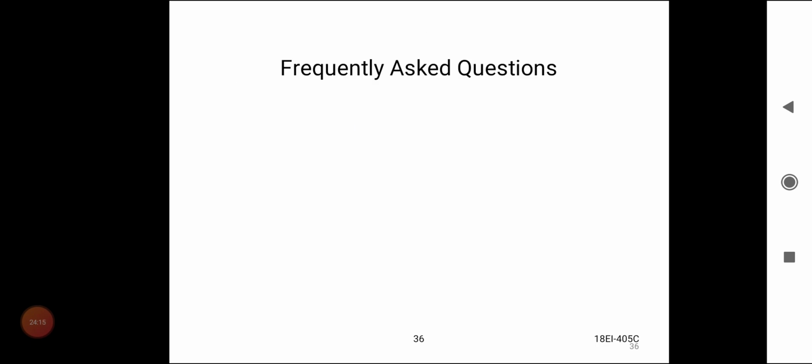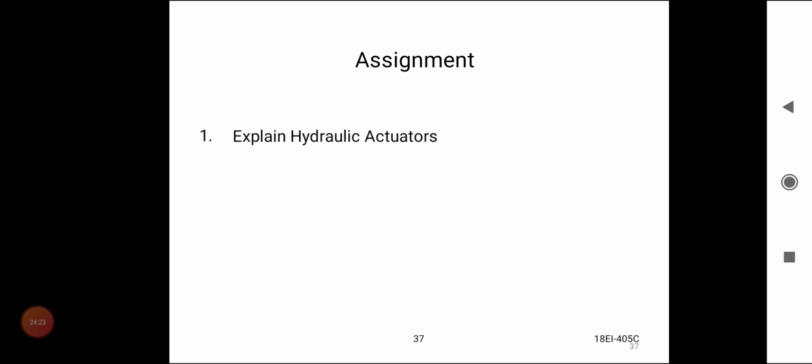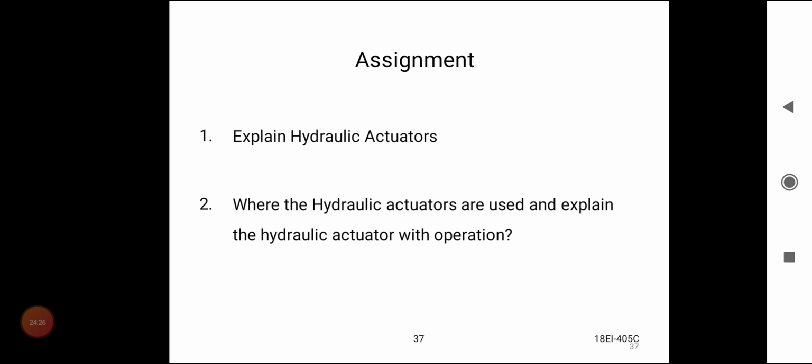The frequently asked question from the topic: explain the principle of solenoid. Assignment: explain the hydraulic actuator, where the hydraulic actuator is used, and explain the hydraulic actuator with its operation. Next topic is the stepper motor.